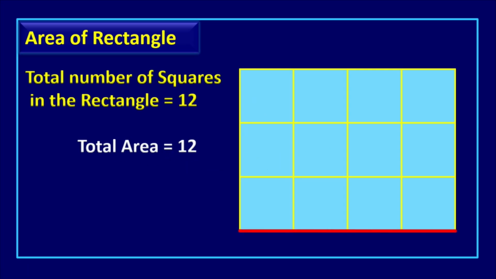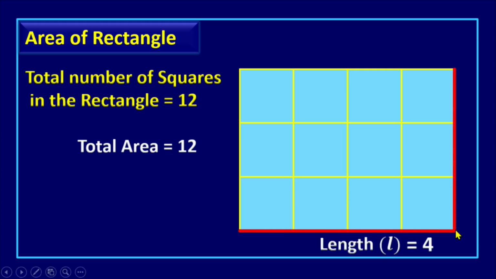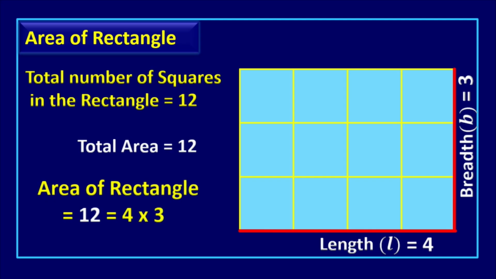But if you notice the length of the rectangle, how many are there? 1, 2, 3 and 4. So it is 4 units. Now take a look at the breadth children here. So how many units children? 1, 2 and 3. So breadth B is equal to 3 units. Now I am going to write this area of rectangle 12 as 4 into 3, which is nothing but length into breadth, because 12 can be written as 4 into 3, isn't it children?